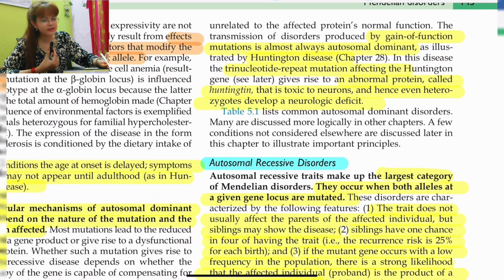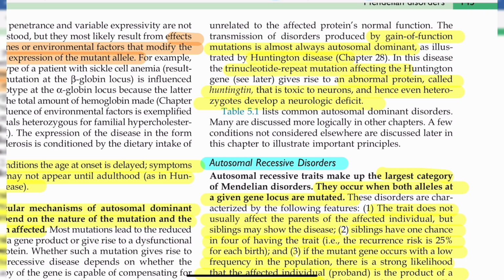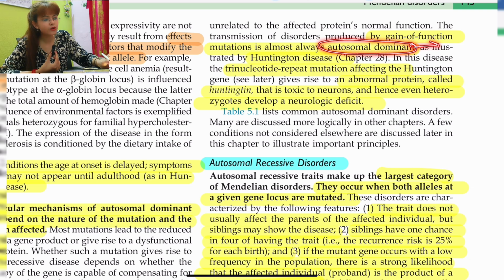Another point to note here is that the gain of function mutations are almost always autosomal dominant. Question. Okay, so autosomal dominant can be correlated to the gain of function. Important question. For example, in Huntington disease. Again, this is a disease where there is a trinucleotide repeat mutation, and production of an abnormal protein called huntingtin, which is toxic to the neurons, and hence even the heterozygotes develop a neurological defect.